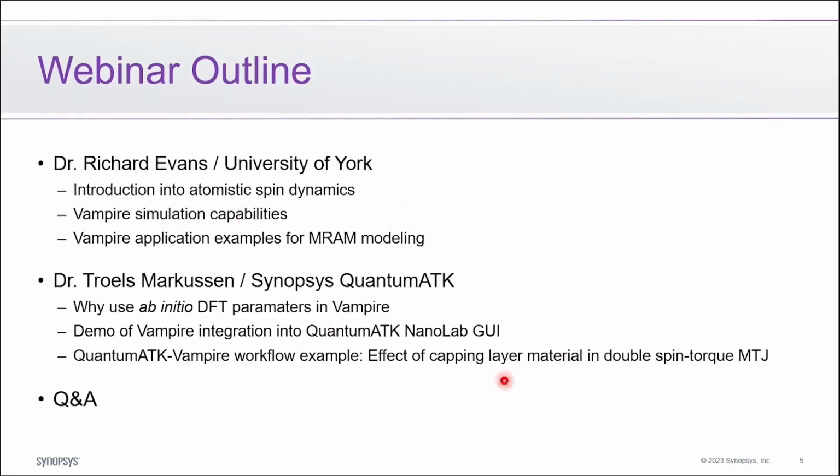And here is today's webinar outline. Our invited speaker, Dr. Richard Evans, will start with introducing atomistic spin dynamics, Vampire software capabilities, and present application examples for MRAM modeling. Then my colleague, Dr. Troels Markussen, will take over and discuss why to use ab initio parameters in Vampire, demo Vampire integration into QuantumATK NanoLab GUI, and present an application example of such QuantumATK Vampire multiscale atomistic modeling workflow. And in the end of today's webinar, we will have our Q&A session.